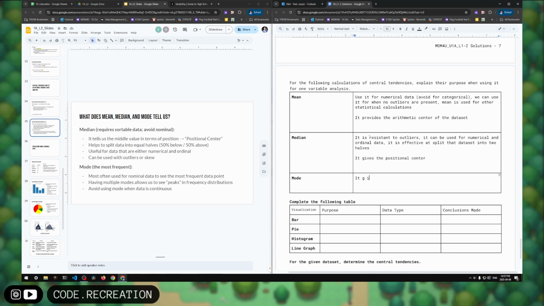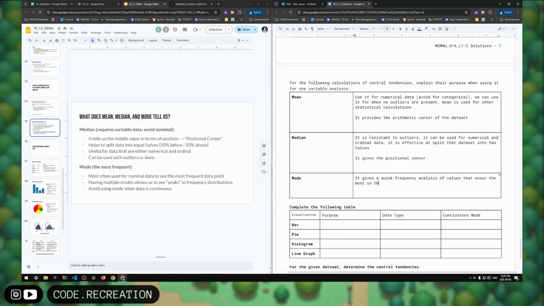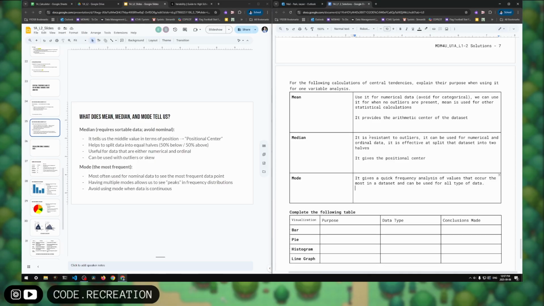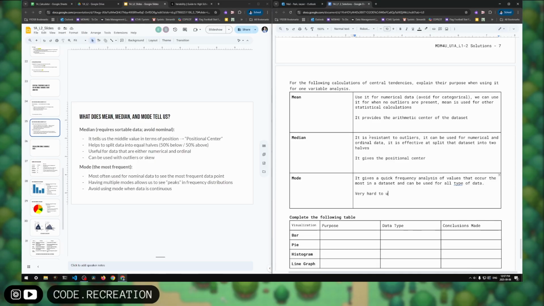Mode gives us a quick frequency analysis of values that occur the most in a data set and can be used for all types of data. Very hard to use in a continuous data set.